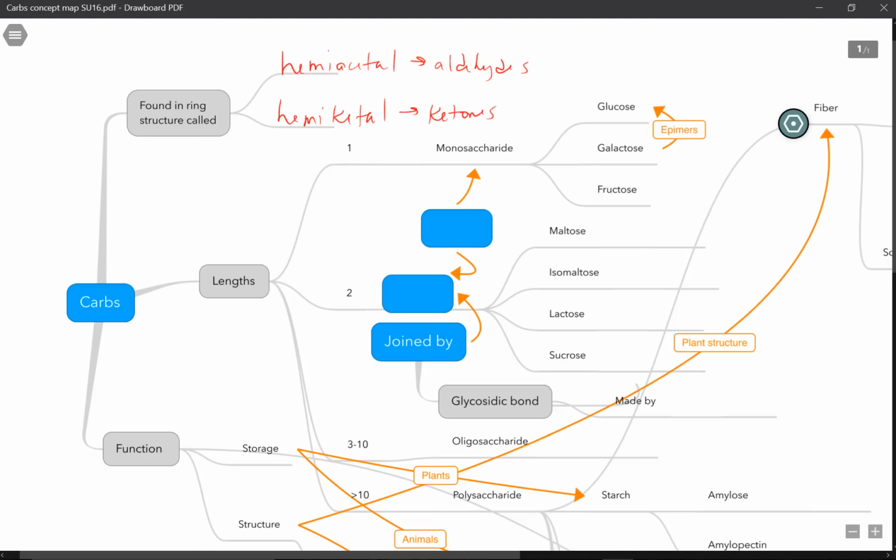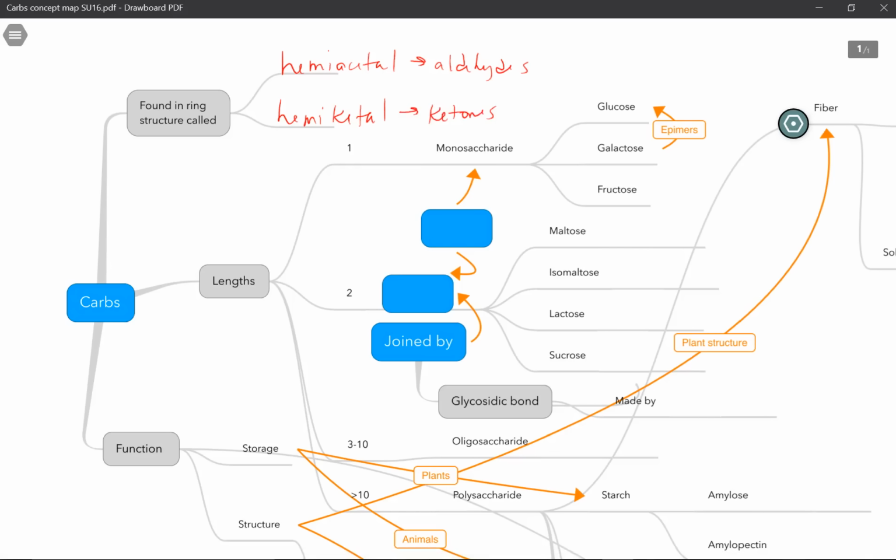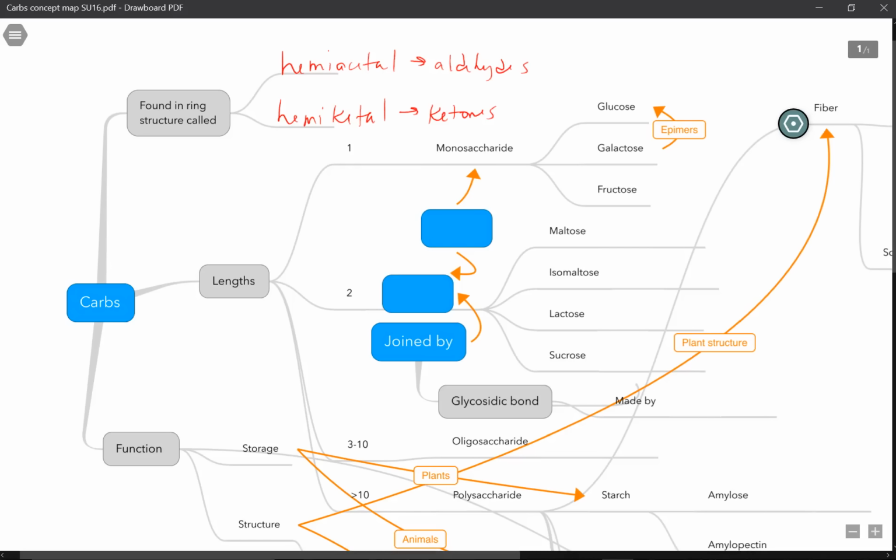We can separate our carbohydrates based off of their chain length, like we did with our proteins and our lipids. If we have one sugar, it's called a monosaccharide. The most common ones that we talked about were glucose, galactose, and fructose. Just to point out, galactose and glucose are epimers of each other. Our 2 sugars long are called disaccharides, and both the monosaccharides and disaccharides taste sweet to us.